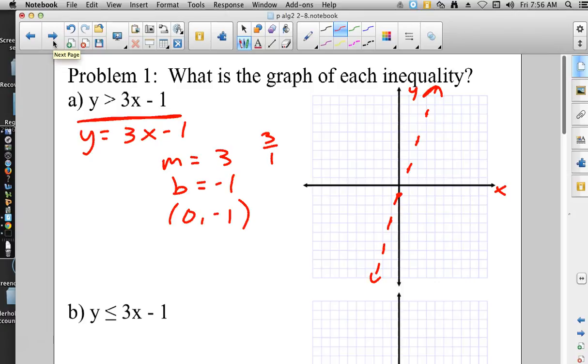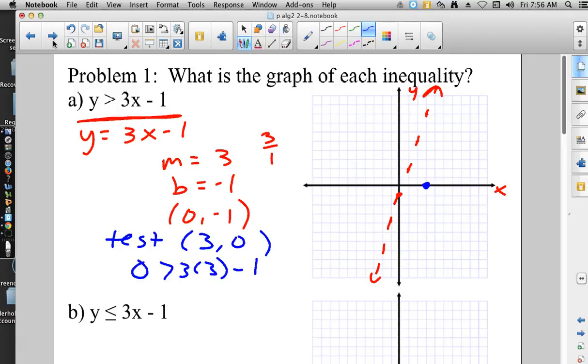And now, like they said, let's test a point, see if it works. Because 0, 0 in this one is a little too close for comfort. It looks like it's not going to pass through 0, 0, but I might pick something a little farther out here that's still pretty easy to work with, a little number like 3, 0, and try it out. So I'm going to test 3, 0, see if it works. That would be a 0 in for y, 3 times 3 minus 1. Well, that's 9 minus 1, and that's 8. Is 0 greater than 8? No. So I'm not going to shade on this side. I'm going to shade over here instead.